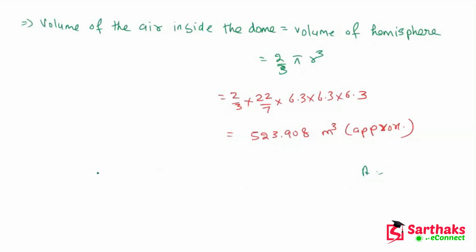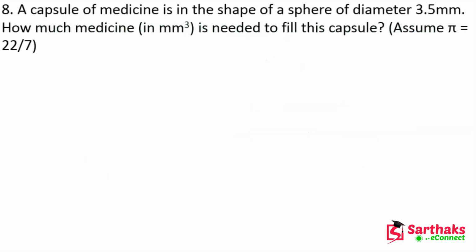So my dear friends, I hope you understand these things. Yes, so the next question is, a capsule of medicine is in the shape of a sphere of diameter 3.5 mm. Now how much medicine in mm cube is needed to fill this capsule? Here we can take pi is equals to 22 upon 7. So capsule is of the form of sphere.